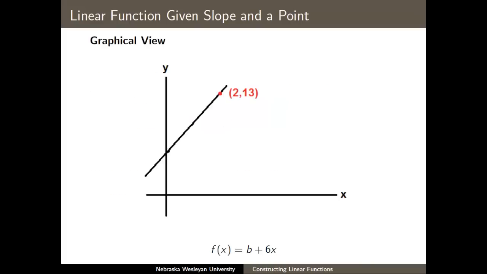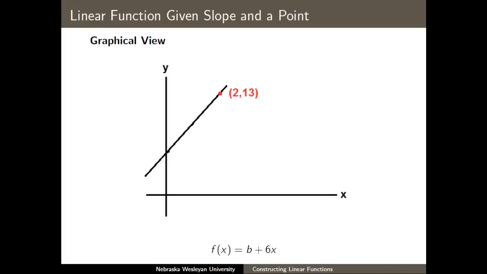Let's think of this graphically first. If I just sketch the graph, I know that it should be a line because it's a linear function. It has a positive 6 slope, so roughly something like this, and the point (2, 13) lies on the line. So already I know what the value of m should be. I'm given the slope is 6, and so there's nothing else to compute.